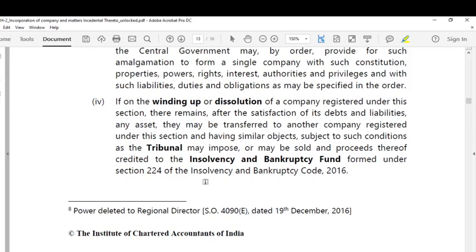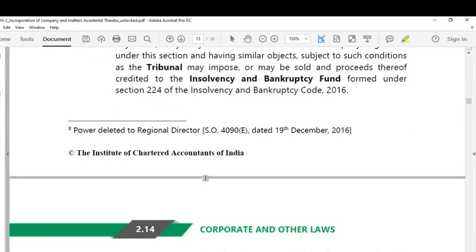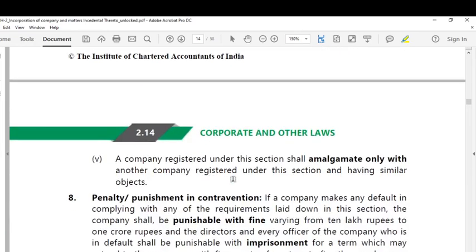Insolvency and bankruptcy fund will be there, and to that fund account the surplus money of this wound up Section 8 company will be transferred. This fund amount will be used for the Section 8 company's revival and or restructuring. So to make them viable, this fund amount will be utilized by the central government.